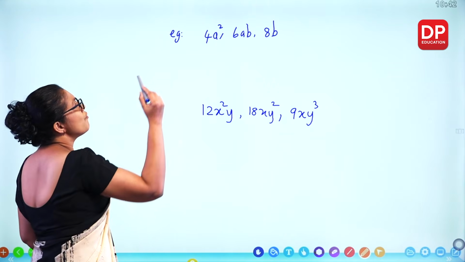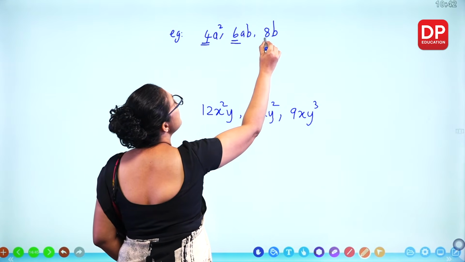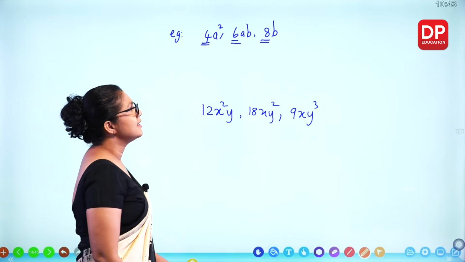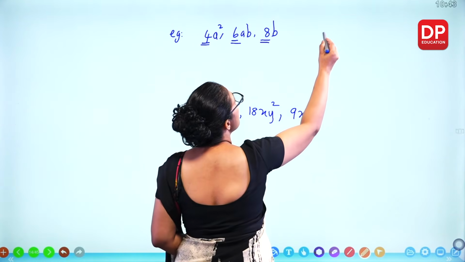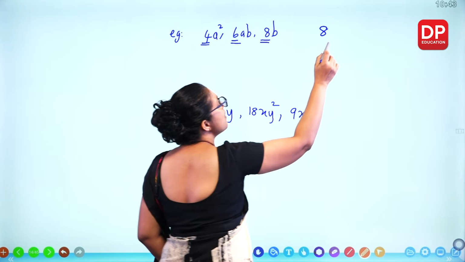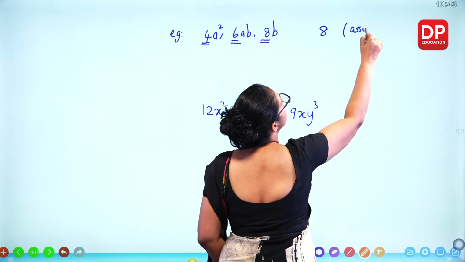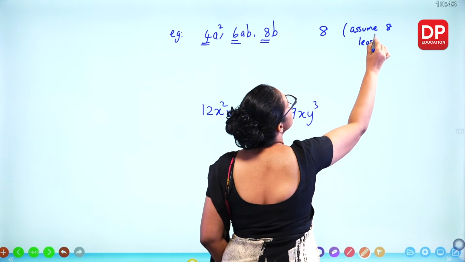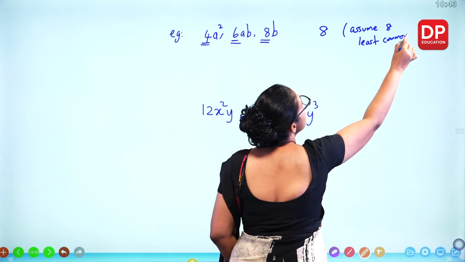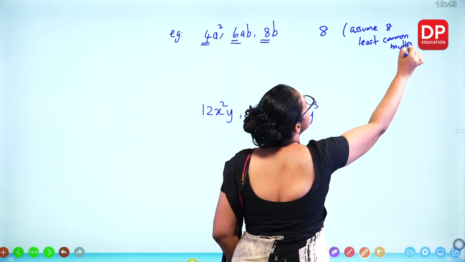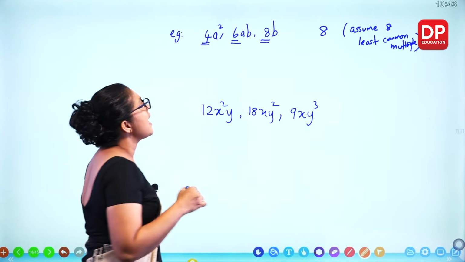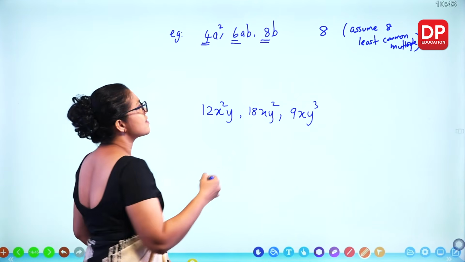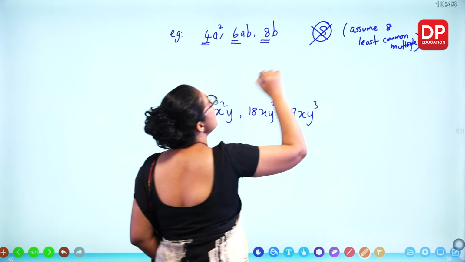So here first think about the numbers 4, 6 and 8. So how we find out the least common multiple of 4, 6, 8? So we can take the largest number as the least common multiple. So assume 8 as the least common multiple and see whether you can divide by other numbers. 8 you can divide by 4. But you can't divide 8 by 6. So we have to ignore 8.